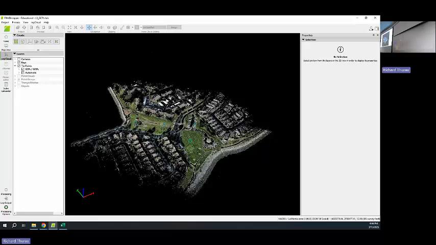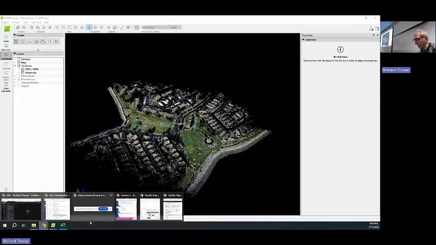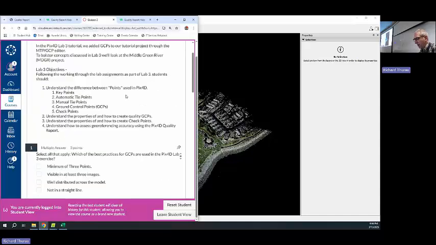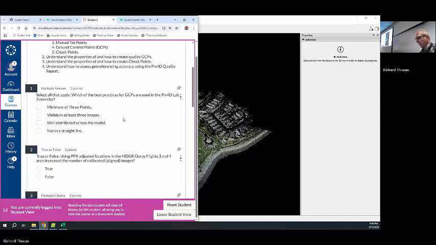Right, so what are all the best practices? What do these points actually do as far as the best practices go? Because the practices I list in that question are all good ones. A minimum of 3 points, yes, they did a minimum. Visible in at least 3 images.